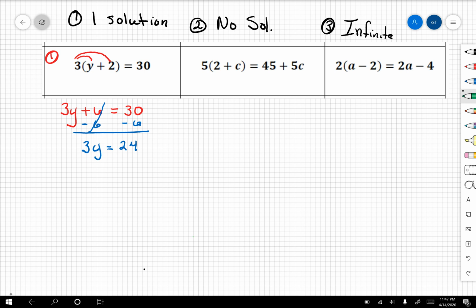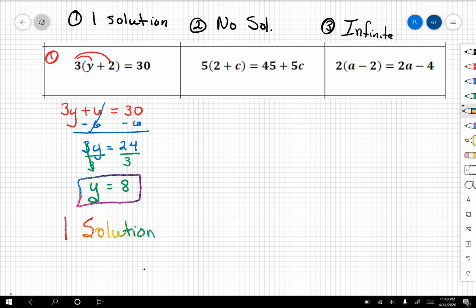Still don't have y by itself, which is my goal. y is being multiplied by 3, so I am going to divide by 3. What you do to one side, you have to do to the other. 3 divided by 3 is 1, so I'm left with 1y, which is my goal. 24 divided by 3 is going to be 8. So here it tells me that y equals 8. So y equals 8 means this is a one solution, and that solution happens to be an 8 for this problem.